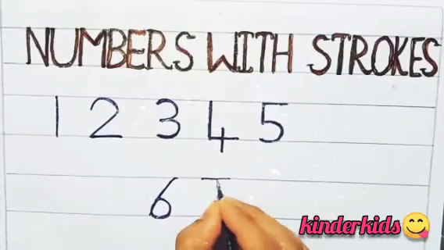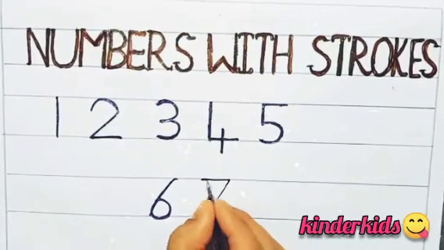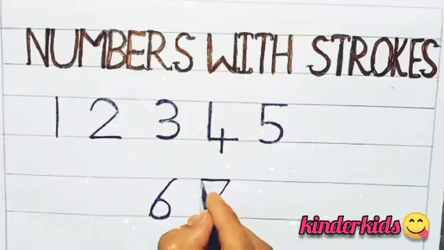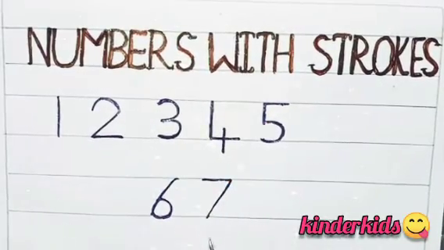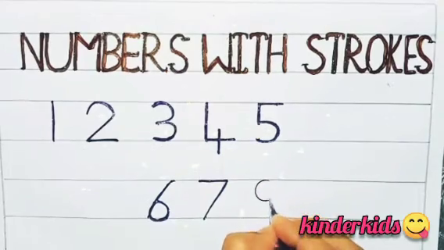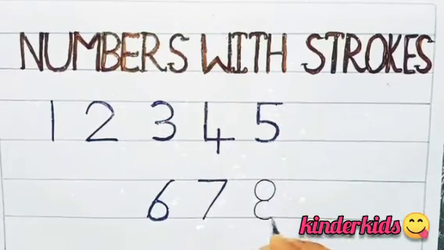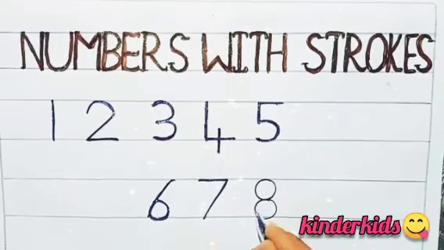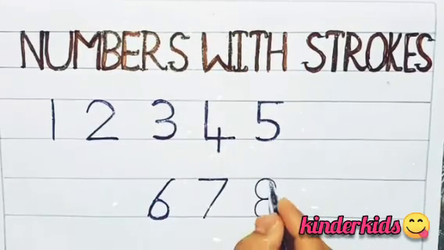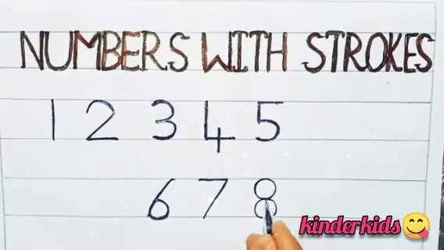Next is 7. Sleeping line, from here right slant line. Sleeping line, right slant line makes 7. Sleeping line, right slant line, circle, and one more circle here makes 8. Circle, circle, up and down, two circles makes 8.